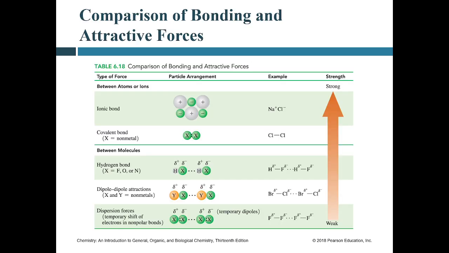All right. So let's compare the bonding and attractive forces. Again, we have the ionic bond here, and those have very high attractive forces. Here we have covalent bonds, and that's going to have a bit lower strength. Right over here we have the molecules, and they're going to have hydrogen bonding. That's going to be the strongest of the intermolecular forces. Here we have dipole-dipole attractions, next strongest. And then we have the temporary dipoles or dispersion forces. Those are going to be the weakest ones.